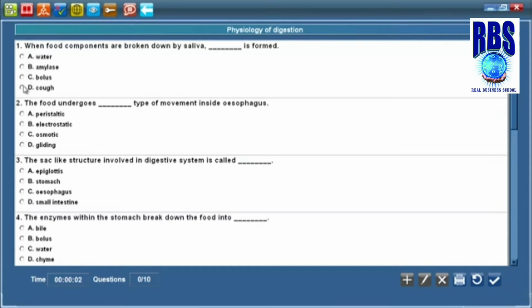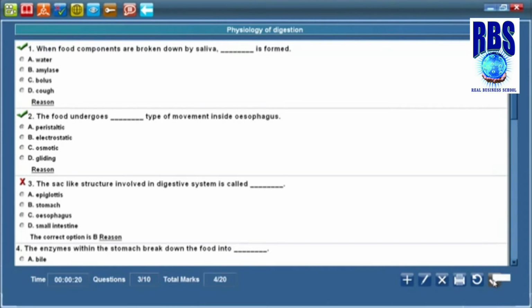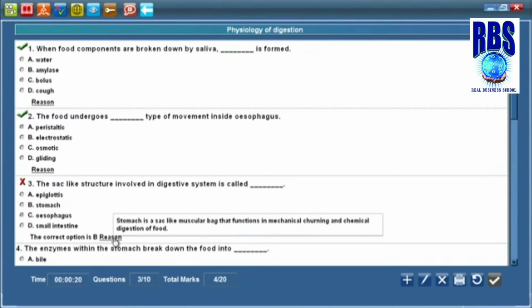I select option C. Food undergoes peristalsis. Sac-like structure involved in the digestive system is this. Suppose I attempt only 3 questions, and after that I submit my question paper. After submitting, it shows me how many I have done right and how many I have done wrong. For the wrong ones, I can go to the reason part, which shows me why it was wrong.